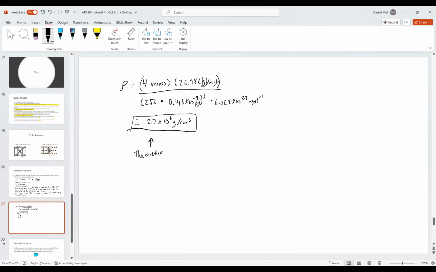And that would be your theoretical density of aluminum. So that's sort of how you would find a theoretical density. That feels a little high, doesn't it? Sorry? Like 2.7 to the power 6 grams. Is that right? It's in grams per centimeter cubed. Yeah, so it'd be like 7 kilograms per cubic centimeter.